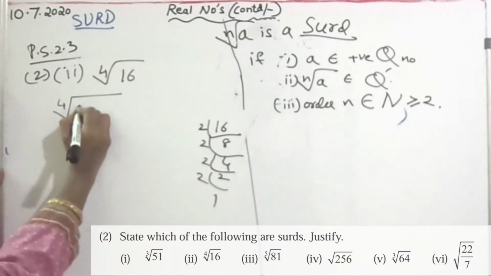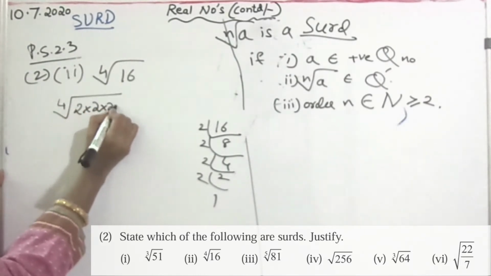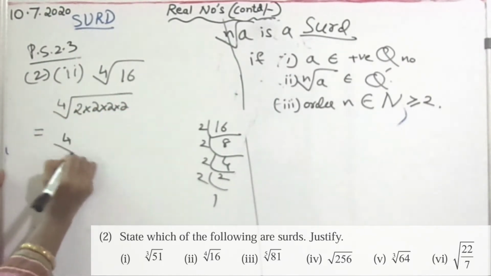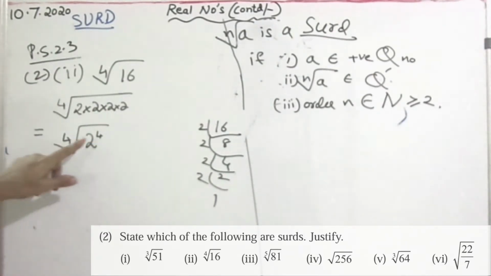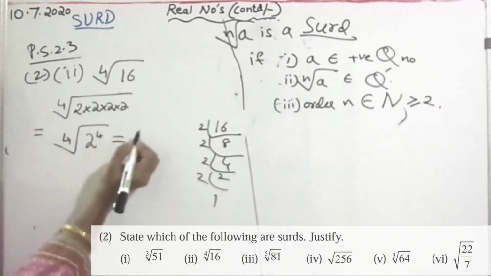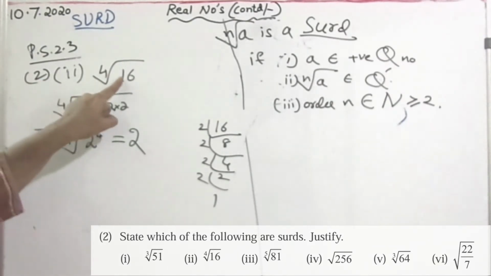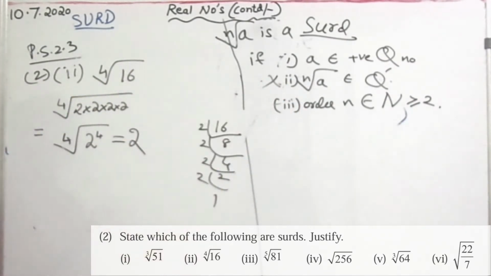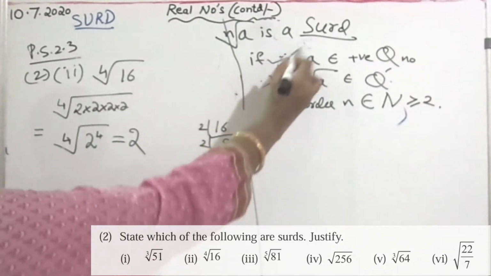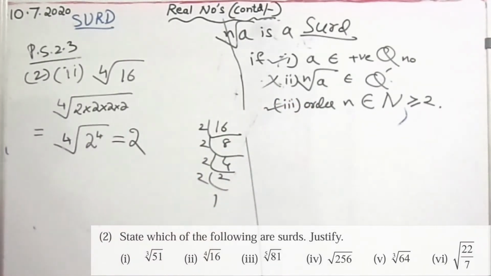So how many 2s are there? 4 2s. 2 into 2 into 2 into 2. So you all have studied last year, fourth root of 2 raised to 4 we are getting. When the power and the root are the same, it gets neutralized, gets removed, and you get 2 outside. Okay. So for the fourth root of 16, the condition is not satisfied. The root sign is getting removed. This is correct, and this is also correct, but the middle condition, nth root of a belongs to irrational number, is not getting satisfied. So hence it is not an irrational number.